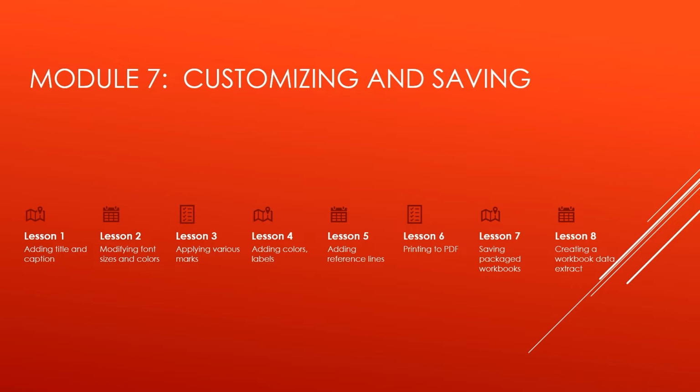In lesson 3, we've been applying various marks to our visualizations, but you'll get some more hands-on practice with doing it. And I'll probably have you do that once by example from me and then the rest on your own. We've been adding colors and labels for our marks on our maps, but we'll do more of that, and not only on our maps, but other visualizations. We used a reference line to create a box plot earlier, but we'll add a different reference line to a visualization in this module. And then you'll learn how to print to PDF, how to save a packaged workbook, and how to create a workbook data extract in this module.